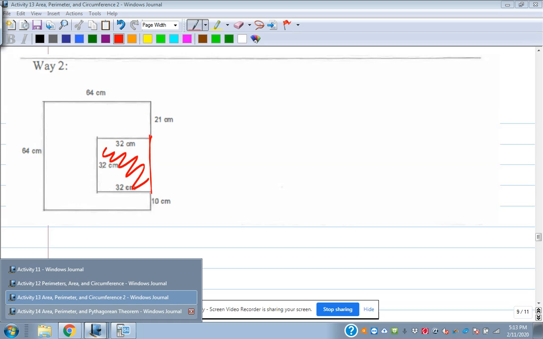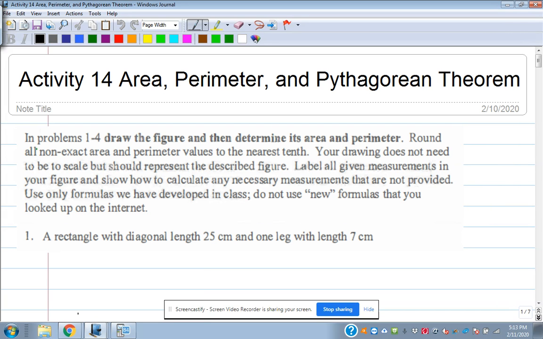Okay, so we're going to go ahead and go to activity 14, because you guys can do that kind of stuff. That's easy stuff. All right, another area and perimeter, and we're going to get into Pythagorean Theorem in this section.